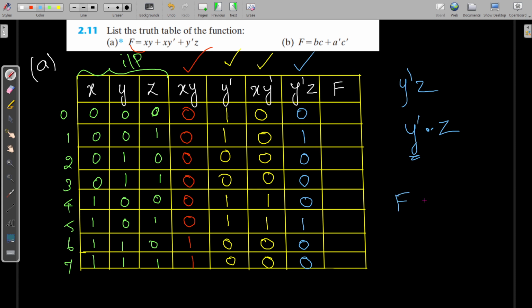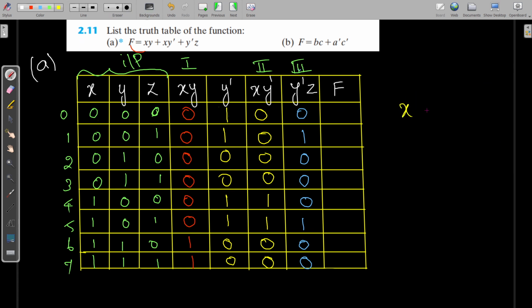So f was nothing but ORing of the first term, second term and the third term. We have to OR these three terms. So here we have the first term, here we have the second term, here we have the third term. These three terms must be ORed. So here you have 0 ORed with this 0. That means x, y dash, right? Then y dash is 0. So 0, 0, 0.